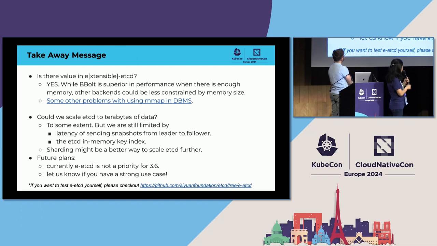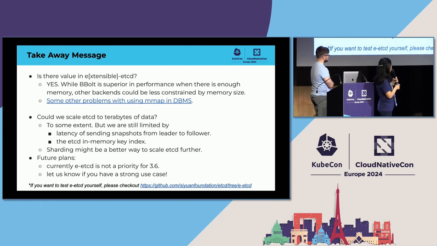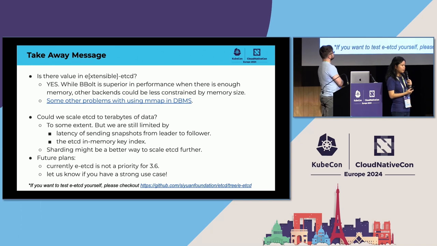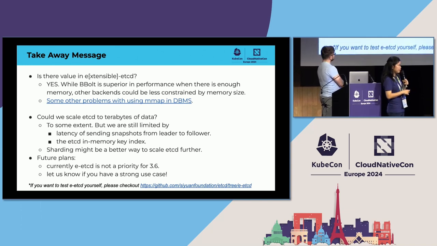Okay. So with all these, we have some takeaway messages. The first question is, is there any value in extensible etcd? We think so. Because right now the use cases for Kubernetes are very diverse. If you're optimizing for speed, BBolt is still the best choice. But you might have different requirements. You can maybe tolerate lower performance, but you really care about memory size. Then you might want to try some other backends. And also, maybe you don't want to use mmap, for the reasons that Bogdan has mentioned. So that's another reason to use extensible etcd.